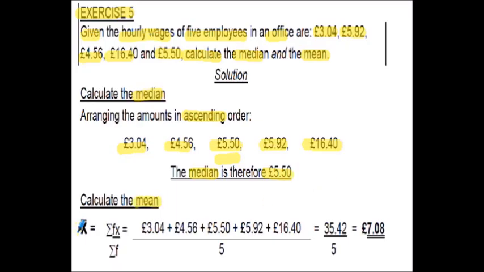To calculate the mean, using our formula x bar is equal to the summation of fx over the summation of f, in this case I basically add up the 5 wages because they're all different here. So I simply add them up on the top line and divide by the number of them, 5. Doing the numbers on this gives me a mean value of £7.08. You'll notice that the mean value is significantly higher than the median value for these data. Later on, we'll look at reasons why that can be.